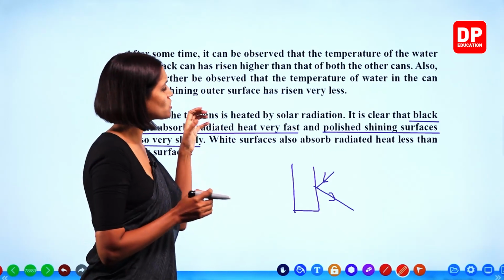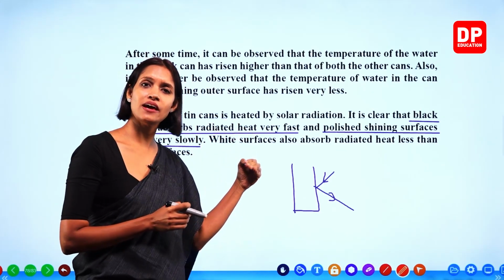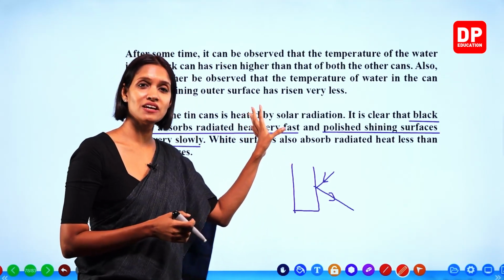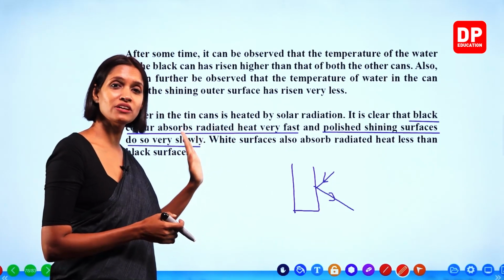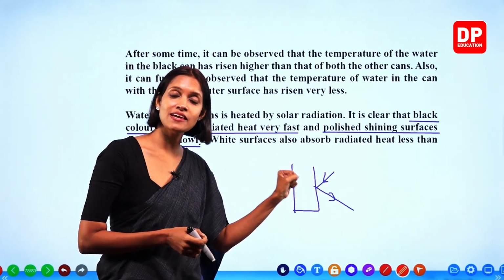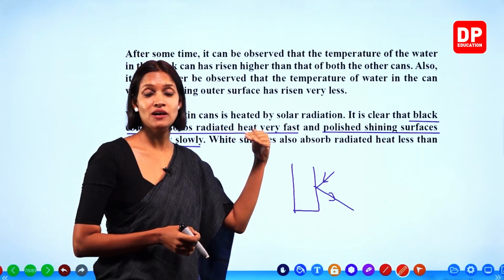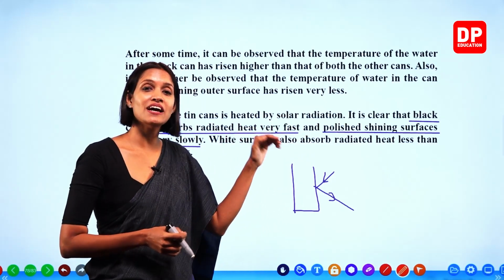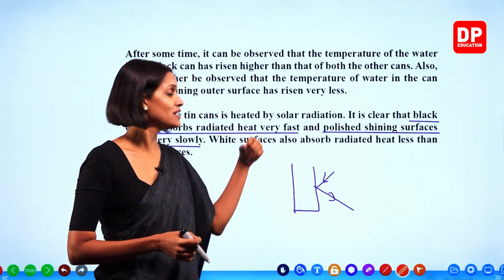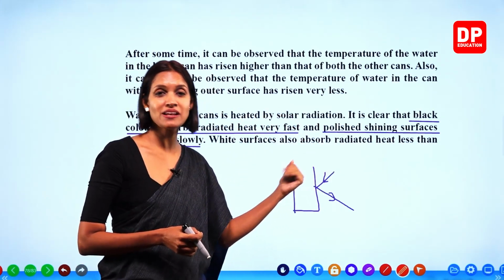Right, children? So you can do this activity in different ways, children. You can use more tin cans. One can you can leave as it is. Another can you can color with matte black paint. The other can you can color with shiny black paint, and another one with white paint likewise.